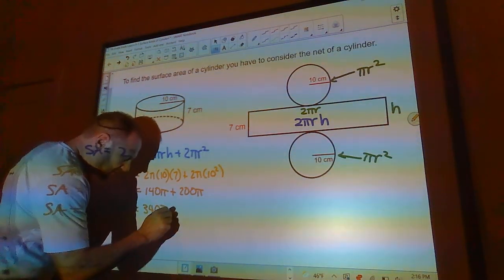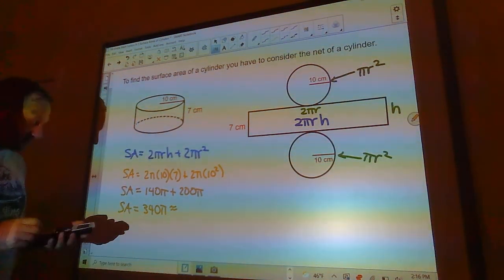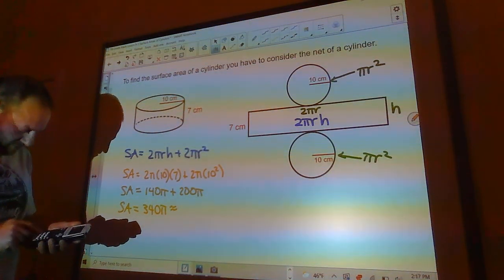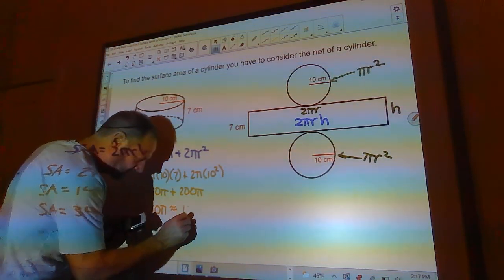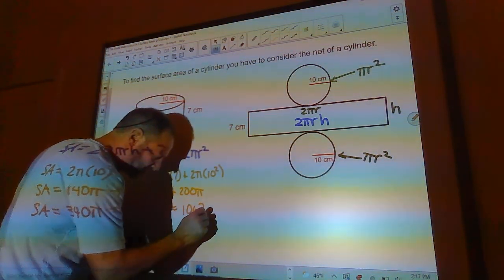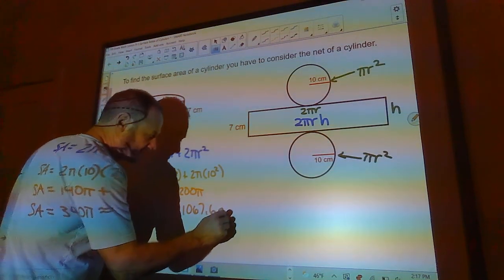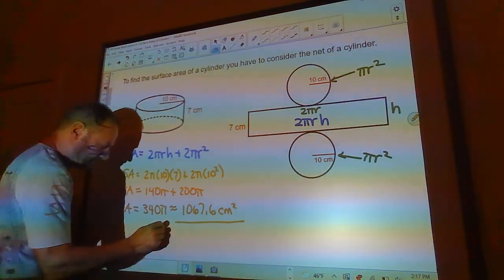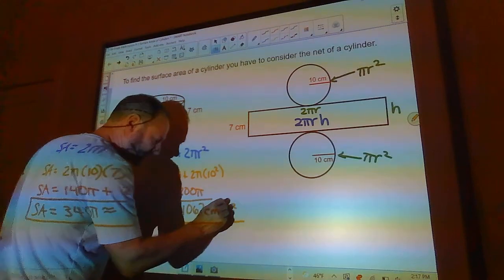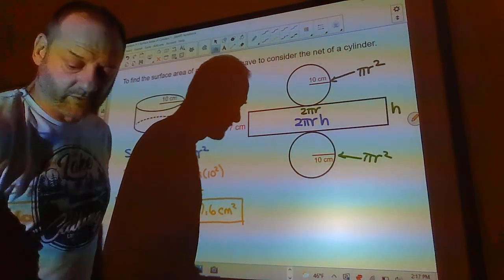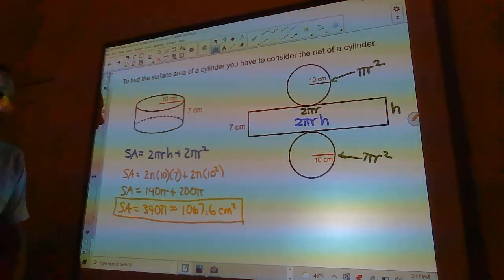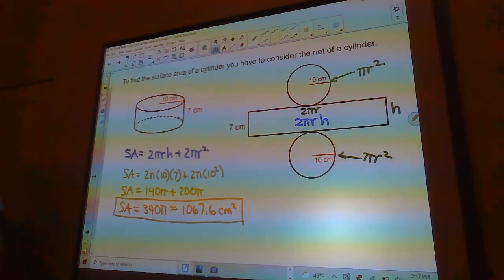Now, most of the time, the exact answer is not the best answer. So we're going to go ahead and go 340 times 3.14. That's going to give us approximately 1,067.6 square centimeters. I'm going to circle both of those because now I've got the exact answer and the approximate answer. Okay, so if I want either one, I got them really handy. Cylinders are super easy to do. Okay, not as much busy work as a prism or a pyramid.